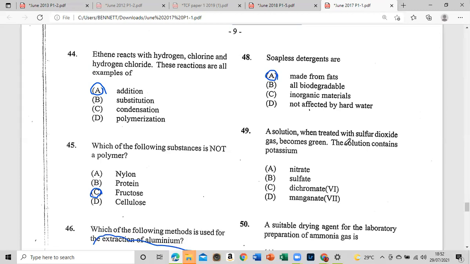Hold on, guys, something isn't right. I said 48. I think 48 is not correct. 48 should be D. So I'm going to check.